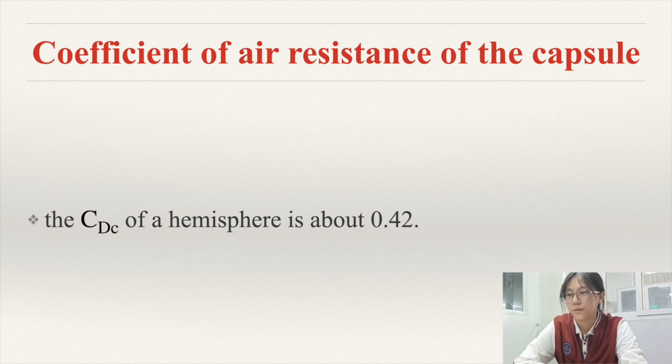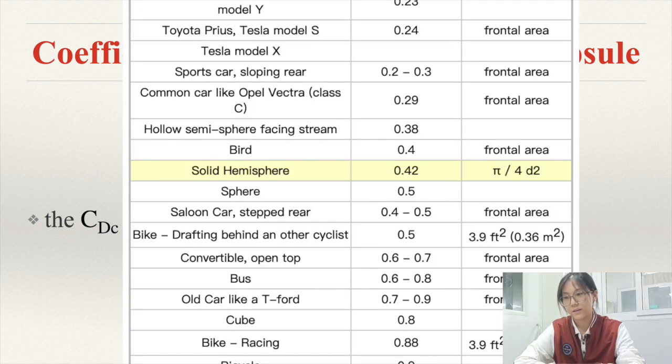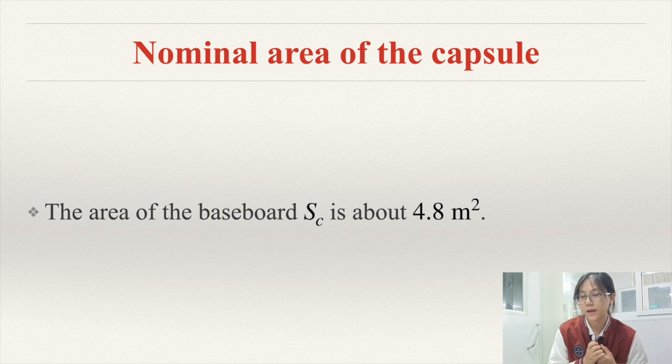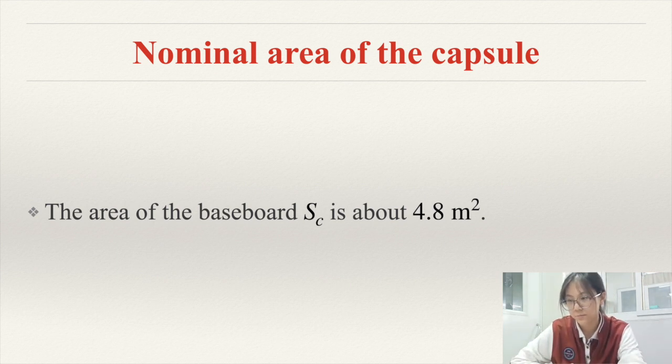And the coefficient of air resistance of the capsule rather than the parachute is about 0.42, and this data was derived from the coefficient of a hemisphere. Like this graph shows how the baseboard of that return capsule looks like, so we will take that of a hemisphere. And then the nominal area of the capsule is about 4.8 meters squared.